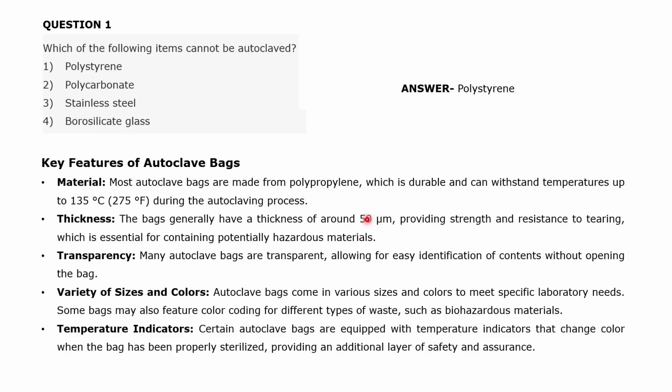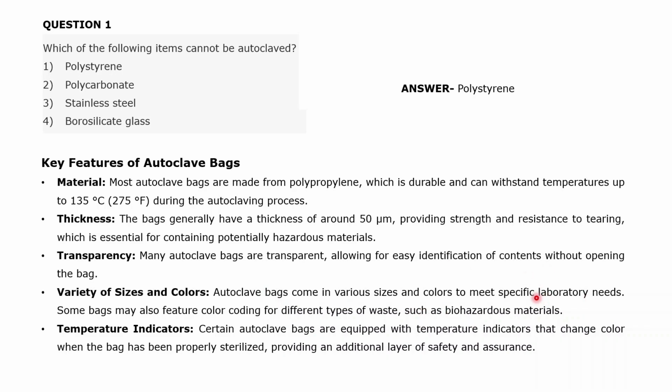About approximately 50 micrometers of thickness should be there, so that it has that particular strength and is resistant to tearing, right? Because it is providing sterilization at a high temperature and pressure, so it should be maintained. Many are transparent, so that you can identify the company. Some are not transparent. It depends on the company you are buying the autoclave bag from, and it comes in various sizes and colors. Basically, you need that in order to handle biohazardous material.